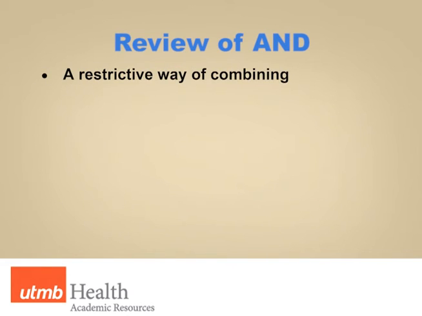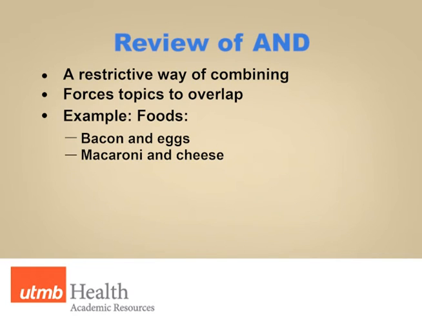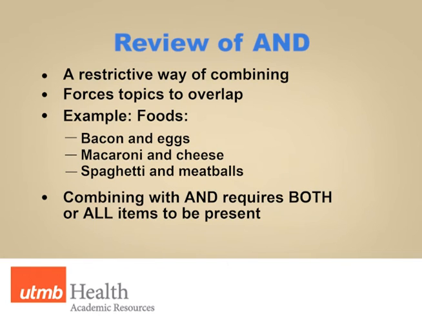AND is a restrictive way of combining. It forces topics to overlap. More food examples: bacon and eggs, macaroni and cheese, spaghetti and meatballs. Combining with AND requires both or all items to be present.